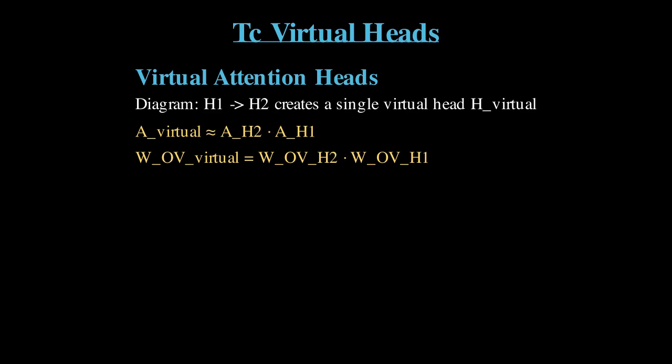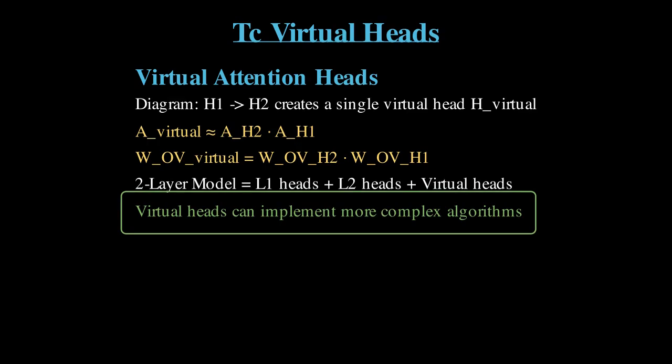So, a two-layer transformer acts as if it has its original heads plus these new virtual heads for every meaningful composition. This massively increases the model's expressive capacity. Importantly, virtual heads can implement more complex attention patterns than any single head. For example, a virtual head's attention can depend on information written into the stream by an earlier head, something a layer 1 head can never do.